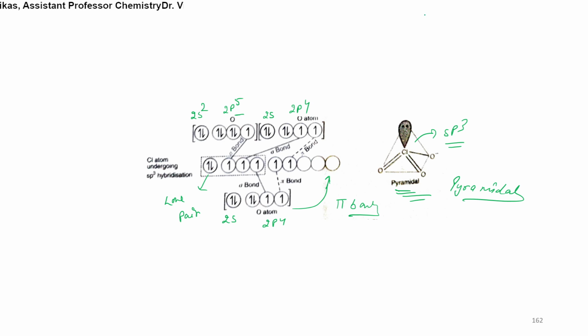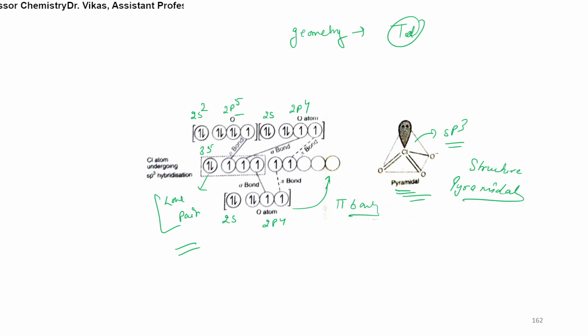So this one is the case of the chlorate ion. This is almost similar to the perchlorate ion, only that this 3s electron is not promoted to the 3d orbital, so these electrons remain as a lone pair. So the structure here is pyramidal, but the geometry remains tetrahedral, because it is sp3 hybridization.